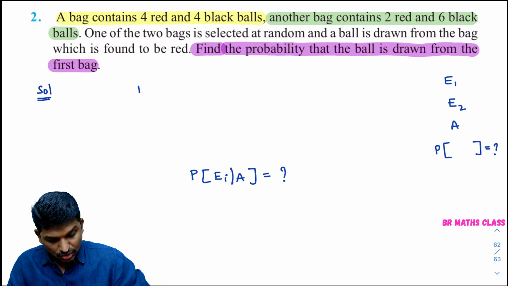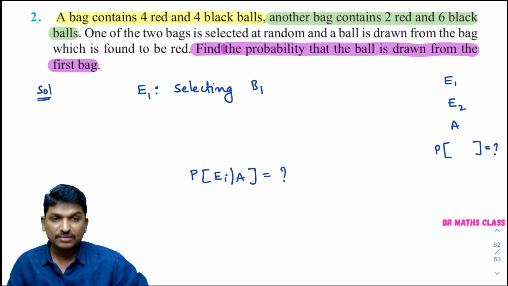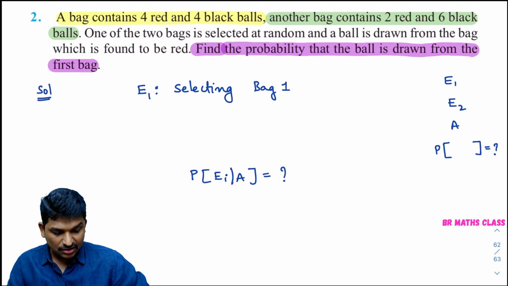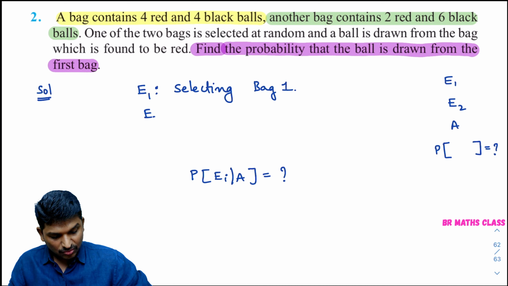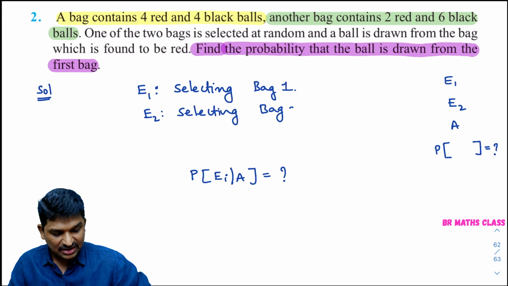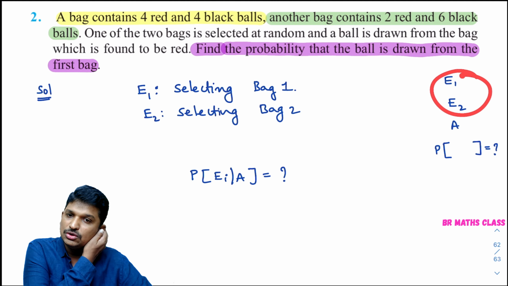I need to write what is E1, what is E2, like that. Event E1 is selecting bag 1. E1 is selecting bag 1. What is E2? E2 is selecting bag 2. So you identify what E1 is and what E2 is.